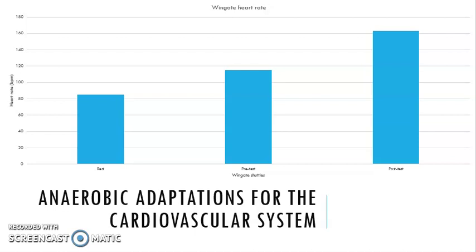Some of these short-term adaptations include an increased heart rate and cardiac output, allowing oxygen already in the blood to reach the working muscles faster. This is during exercise. However, long-term adaptations to the cardiovascular system because of anaerobic training include a lower resting heart rate, hypertrophy of the heart, and an increase in stroke volume.